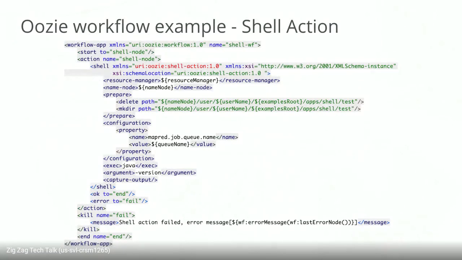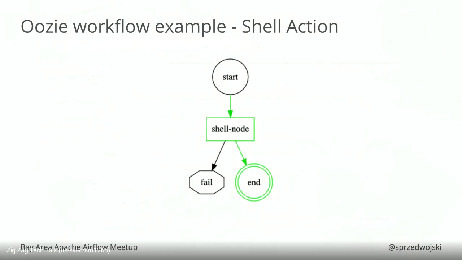And to show you an example of what a workflow looks like, this is an Oozie workflow with a single action, which is a shell action. And all it does is run a shell command, java -version. However, in Oozie, you also always need to have the start and end node, as well as the kill node to handle failures. So as you can see, for a simple command, it's a pretty verbose XML, and this is what the visualization looks like in Oozie.